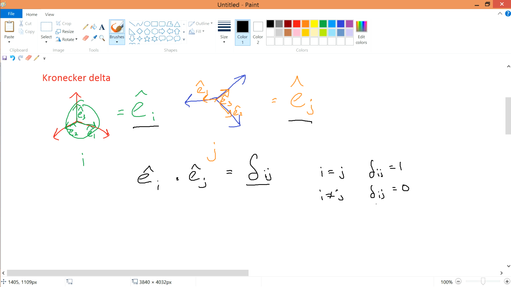If you remember, when the dot product is equal to 0, the two vectors are perpendicular to each other. So if delta ij is equal to 0, this means a certain basis in the i space is perpendicular to a certain basis in the j space. This is the meaning of that.